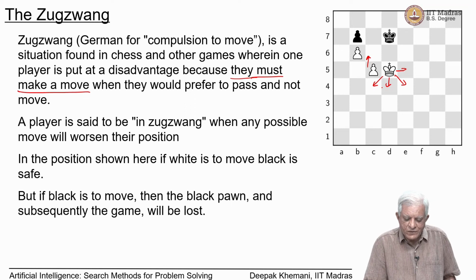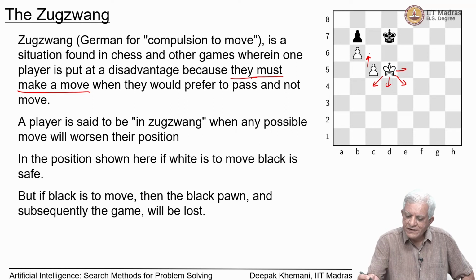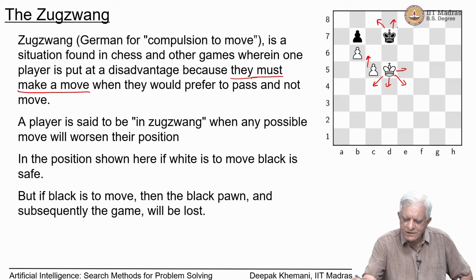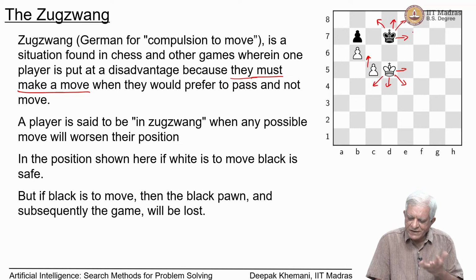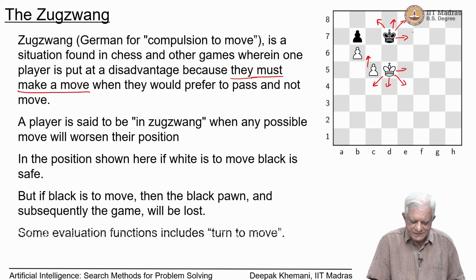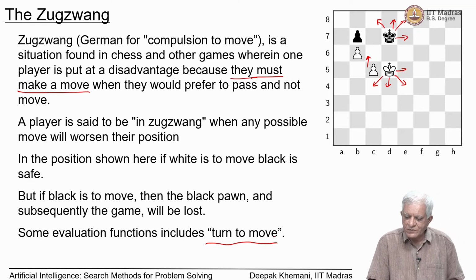But if black is to move, then the black pawn and subsequently the game will be lost. Why is that? If black is to move, black cannot move that black pawn. So, it will have to move back the king to one of these positions. And then white will push the thing forward and eventually capture the black pawn and promote the other pawn, and it would win essentially. So, some evaluation functions include this fact to count as to who has to move, and the position depends upon who has to move essentially.